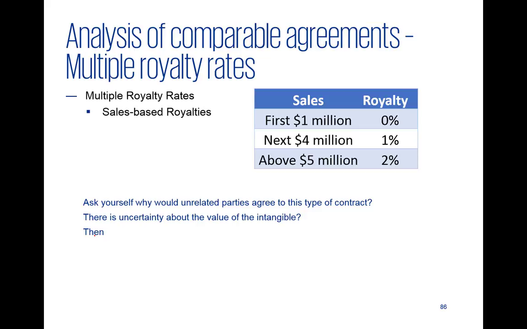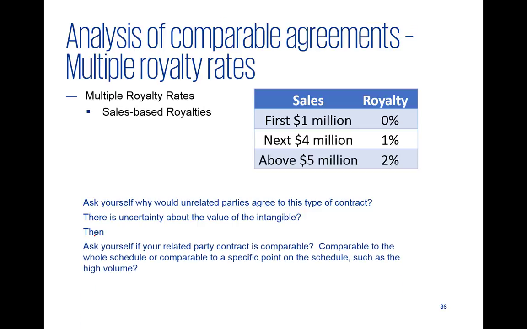So then what do you do in this case? Well, you want to ask yourself, is your related party really comparable in this contract? So is it comparable to this schedule? Or is it much more comparable to, say, a specific point, like the high volume point, in that they're already in this market where they've got very high volumes, you're going to sell this in large quantity? You might as well just calculate the royalty as if they were selling way above the 5 million number, because that might be where they're at.